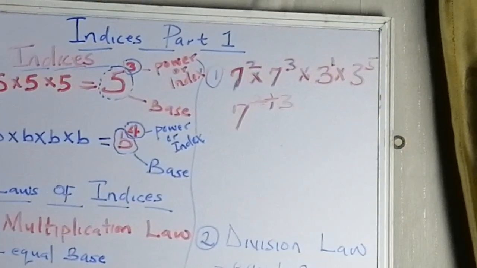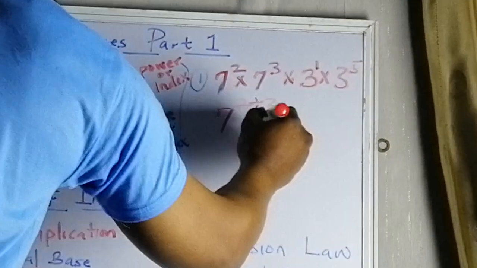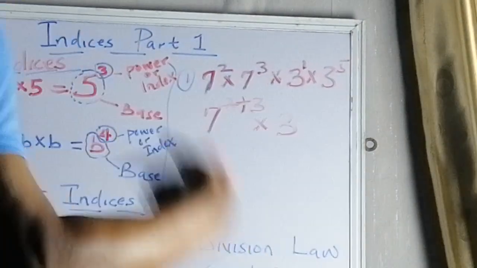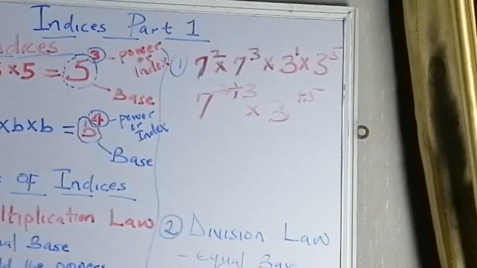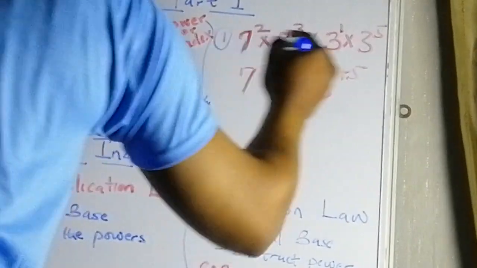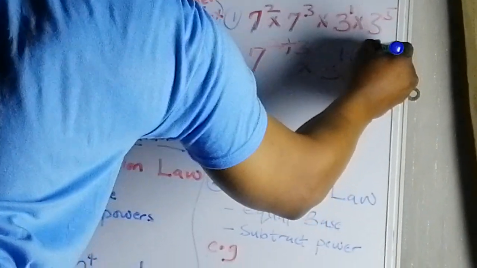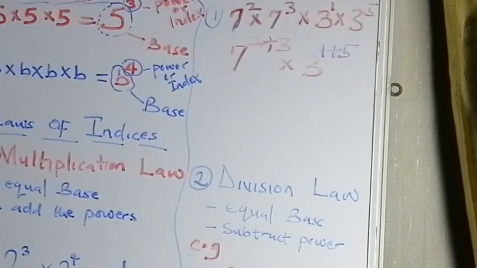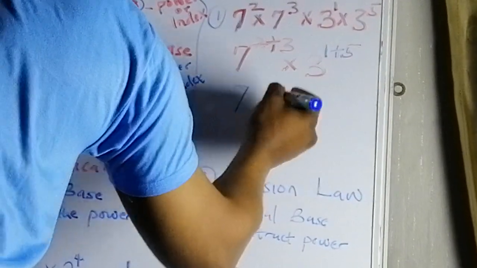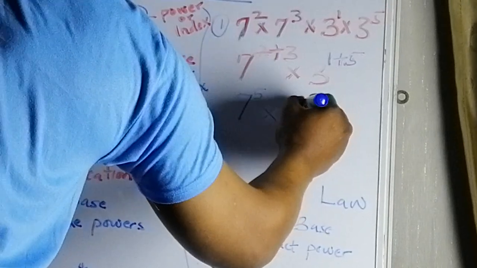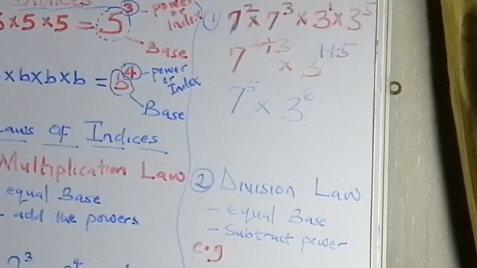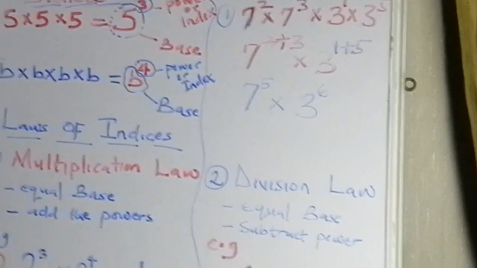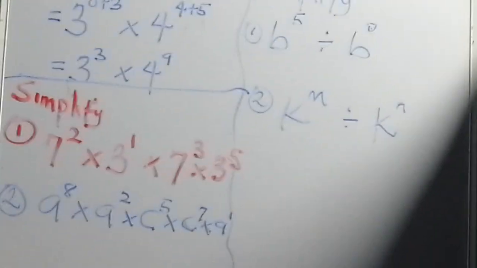The same thing applies to the other one. You pick one base, which is 3, so you have 1 plus 5. So at the end of the day, I can have 7 raised to power 5 times 3 raised to power 6. So that's simple. That's just the first question that you have here, which is 7 raised to power 2 times 3 raised to power 1 times 7 raised to power 3 times 3 raised to power 5. So you can try this.